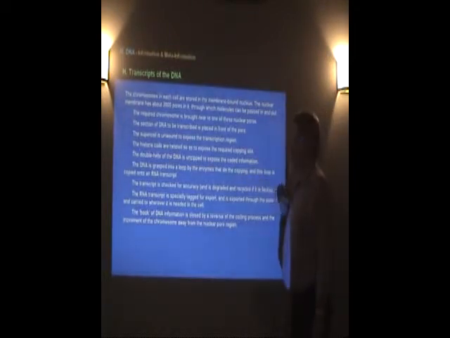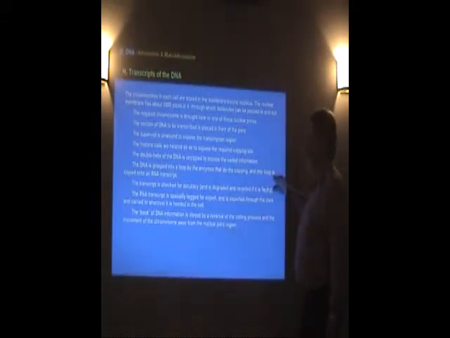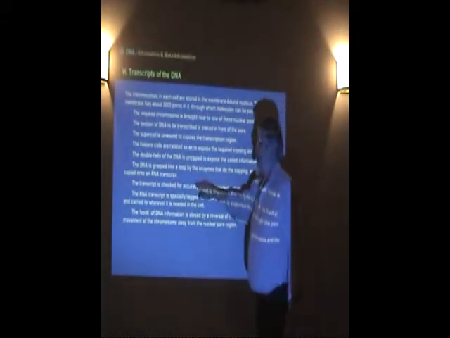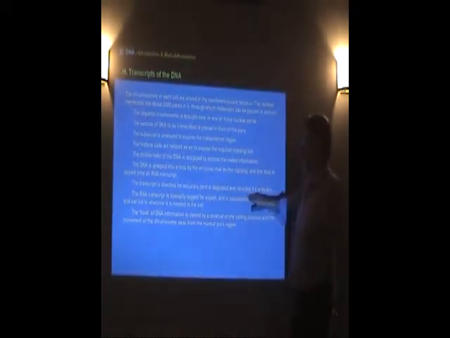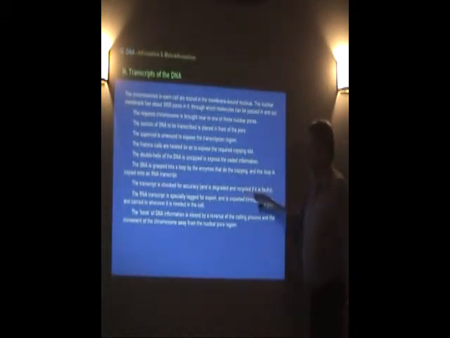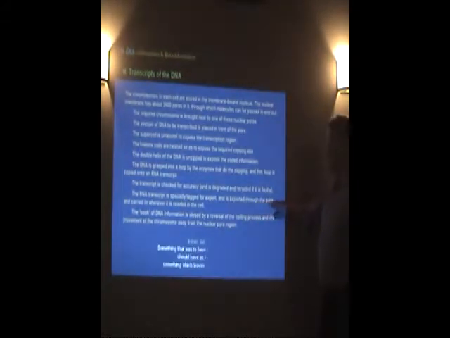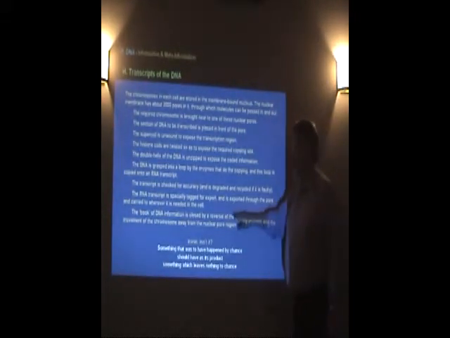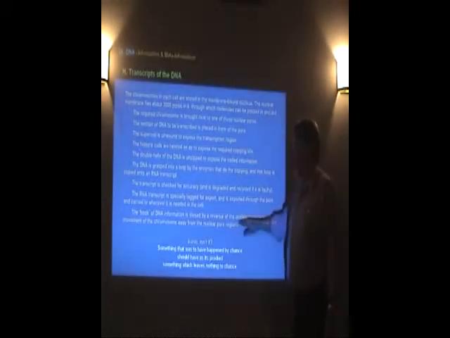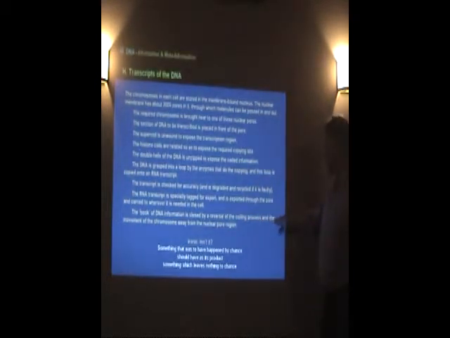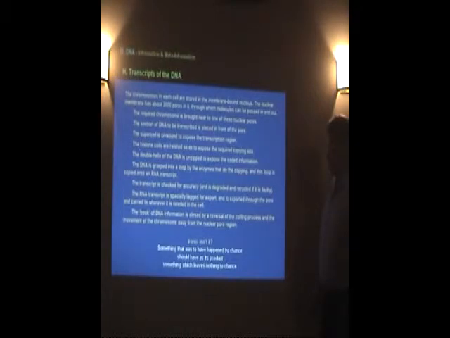The DNA is grasped into a loop by the enzymes that do the copying, and this loop is then copied into an RNA transcript. The transcript is checked for accuracy and is degraded and recycled if it is faulty. The RNA transcript is specially tagged for export and is exported through the pore and carried to wherever it's needed in the cell. The book of DNA information is closed by a reversal of the coiling process and the movement of the chromosome away from the nuclear pore region.